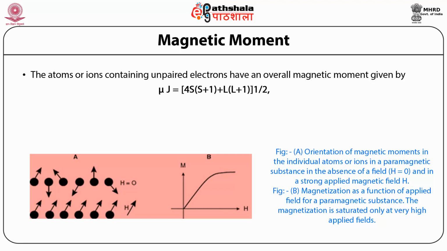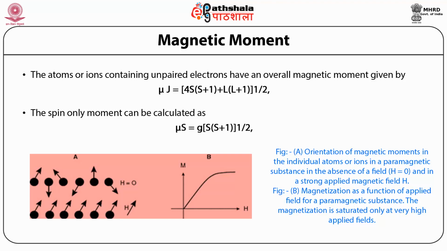In most cases, especially in the case of transition metal ions, L is negligible and the spin only moment can be calculated as mu s is equal to g [S(S+1)]^(1/2), where g is the gyromagnetic ratio, which is approximately equal to 2. For a single electron, mu s is equal to 1.73 Bohr magneton, which is given by 1 BM.